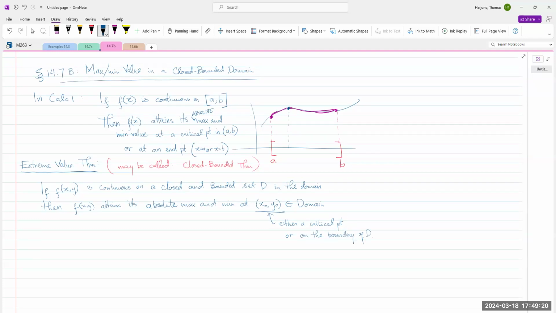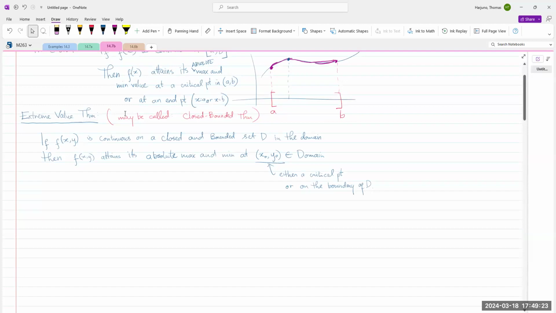Okay, I think I need to first explain what is a closed and what is a bounded set. Now, a closed set, let me write it properly. Note, a region D is bounded if it does not go to infinity.